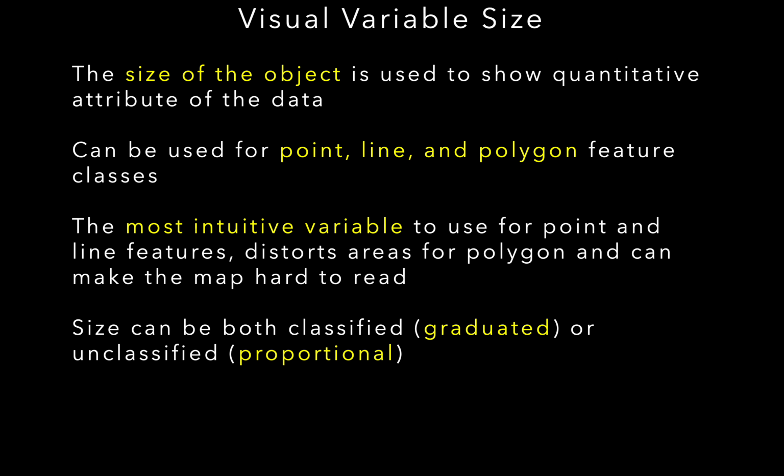Right, so we can use this for point lines and polygons. It's most intuitive for point data, and line data to a lesser extent, and then with area data it can be a little bit more complex. And I have examples of all three to show you how we can use that visual variable size to link the data with the symbology. And we can do this both in classified, which is known as graduated symbology, or unclassified, which is known as proportional symbology.